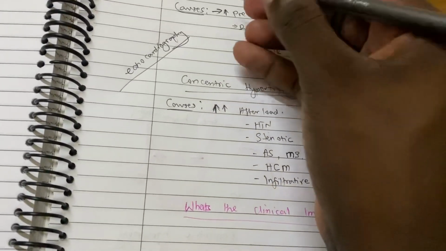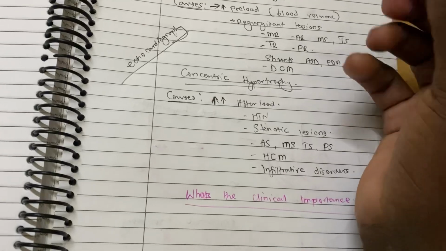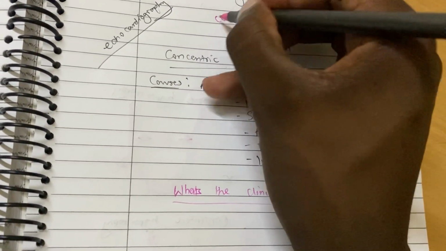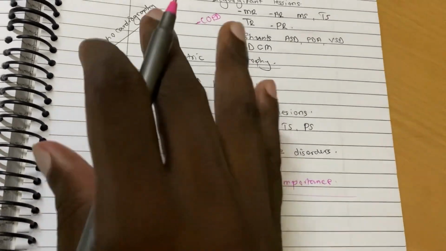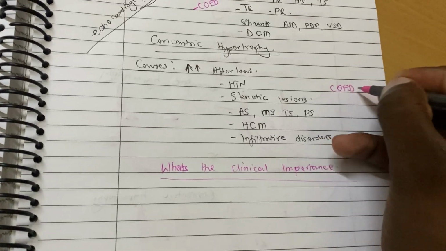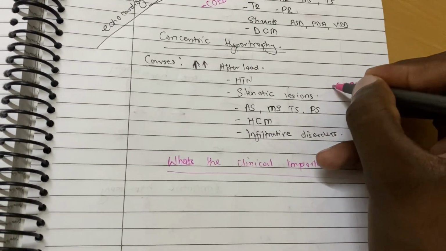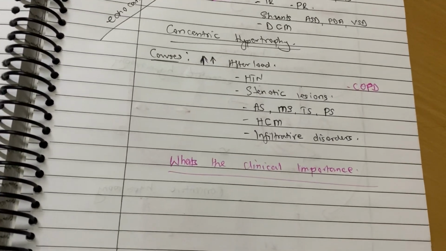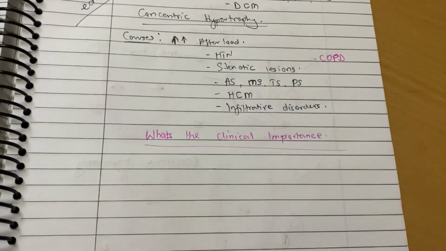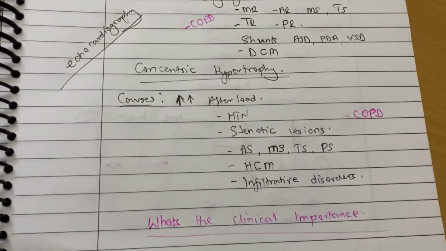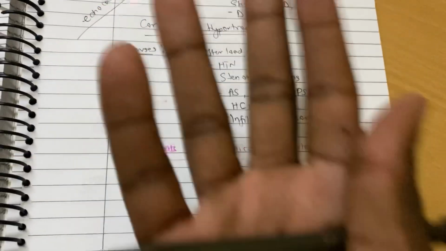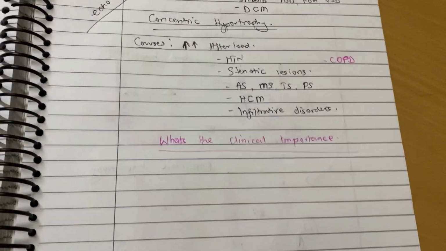Another cause here is pulmonary disorders like COPD. It's another cause, pulmonary disorders. COPD causes both, depending on whether there is pulmonary hypertension or not, since it is already chronic. Otherwise, it falls under both.